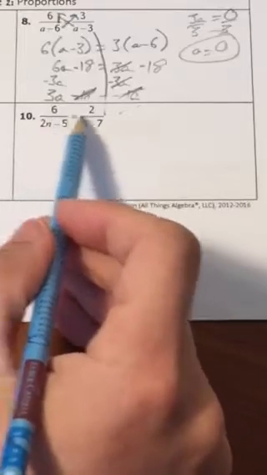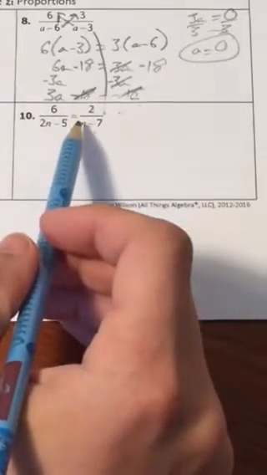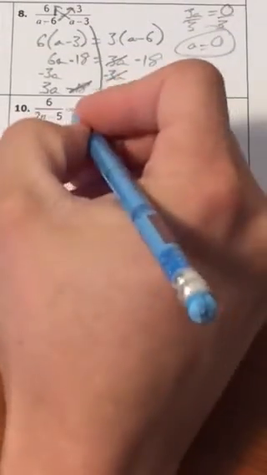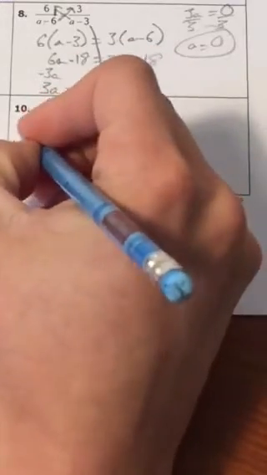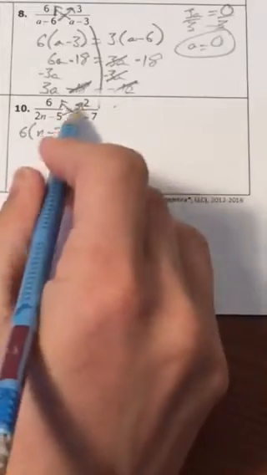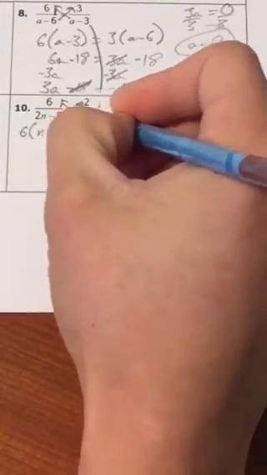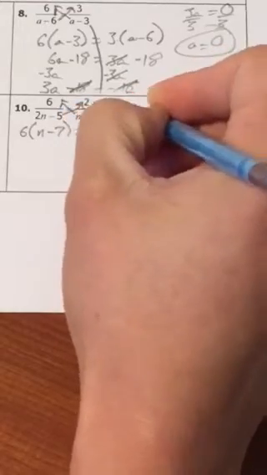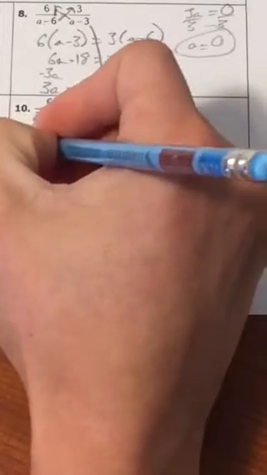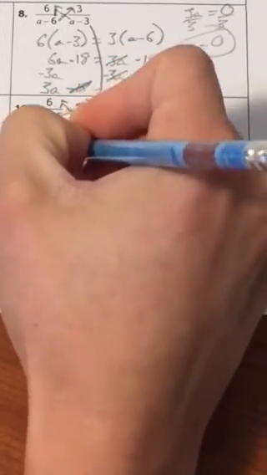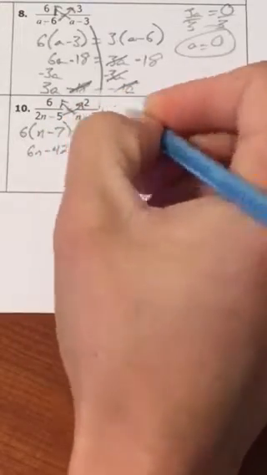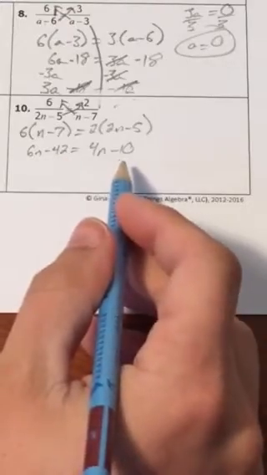Again, there's a proportional relationship here, so I'm just going to begin by cross multiplying. N minus 7 times 6, so this is 6 times n minus 7 equals 2 times 2n minus 5. All right, so I'm going to distribute, so 6n minus 42 equals 4n minus 10. I'm going to get my variables on one side and then my numbers on the other.